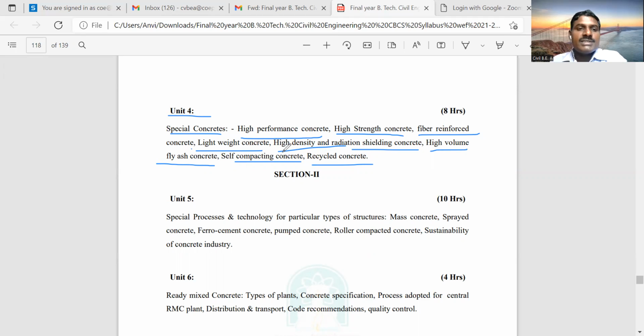Likewise, in fly ash concrete, we replace a percentage of the cement by fly ash. Recycled concrete means whatever waste materials are there, we process them and use them in the concrete. Such various types of concretes we use nowadays as a part of sustainability and environmental conditions. So this is unit number 4. We have to learn it in detail in unit number 4. So we will stop here today.